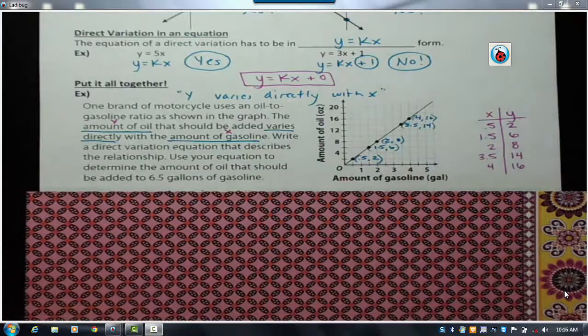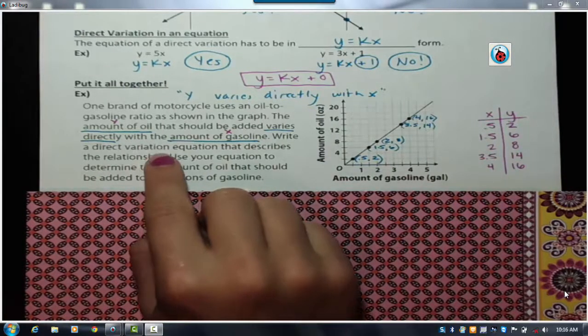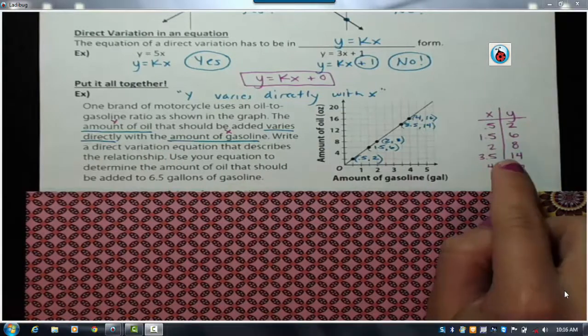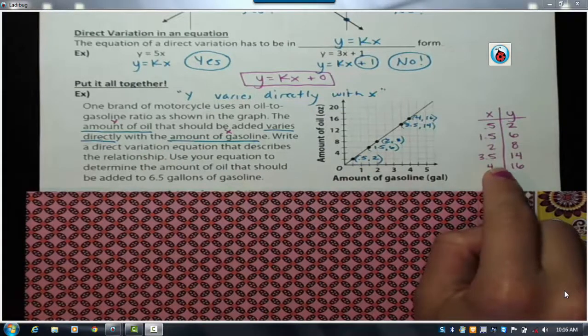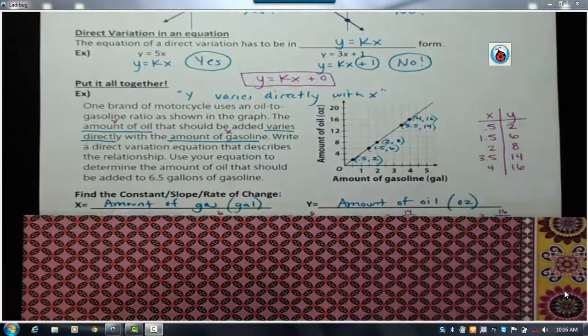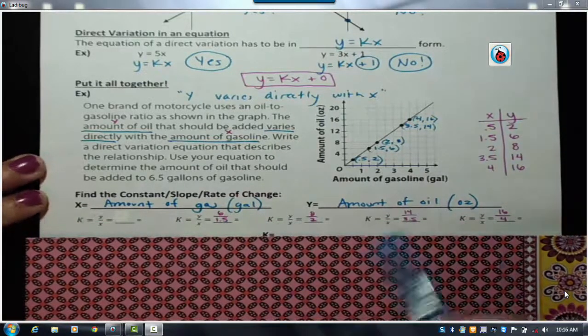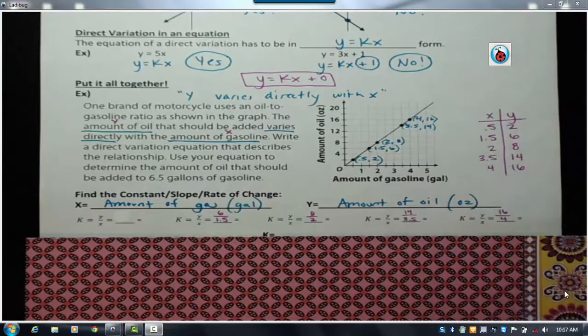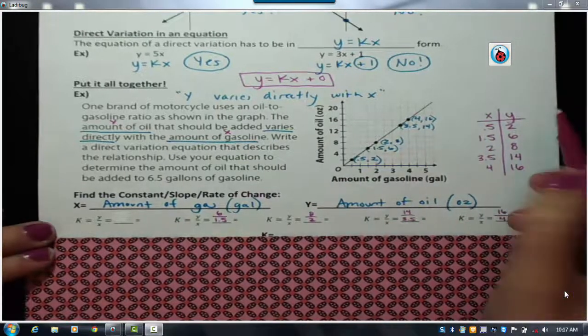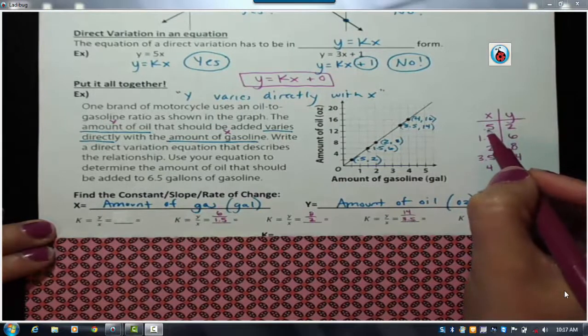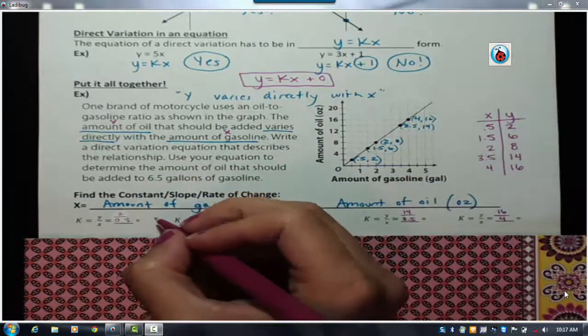Now again, the question is making sure that we write a direct variation equation. So from my table, I need to determine if it's a direct variation. I need to find the constant, which means I need to use the formula y over x. For this first point in my xy table, my y value is 2 divided by 0.5. On the calculator, I get 4.